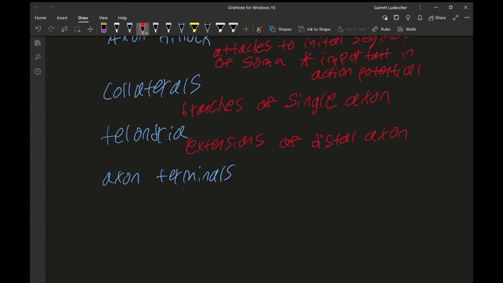And then axon terminals can also be called synaptic terminals, but these are the tips of the telodendria. And here you can find mitochondria, portions of endoplasmic reticulum, and vesicles with neurotransmitters. That's really important. And really the axon terminals are there to release neurotransmitters.